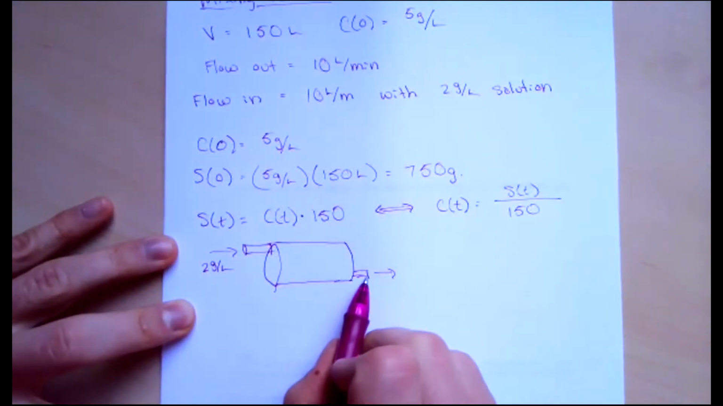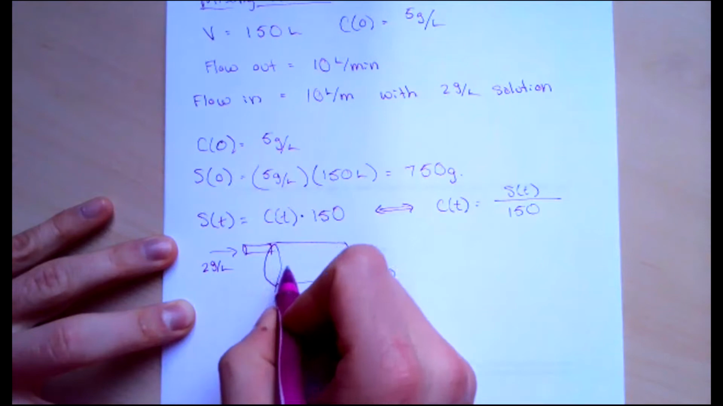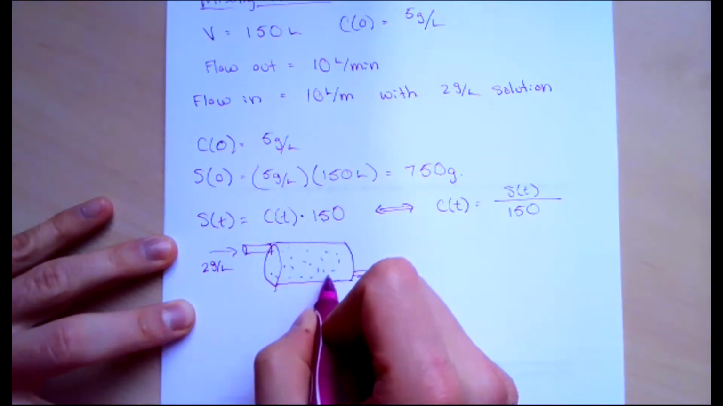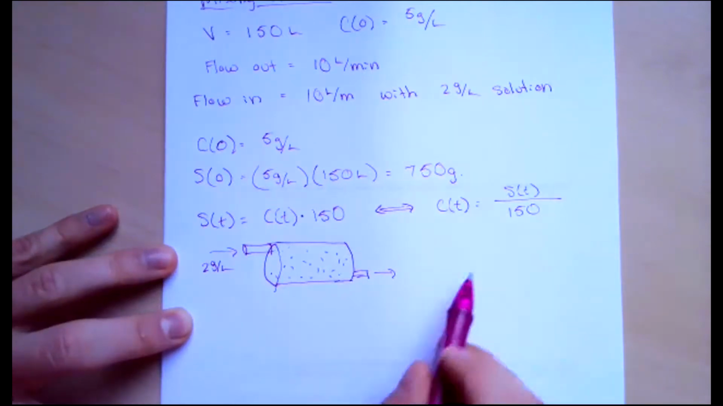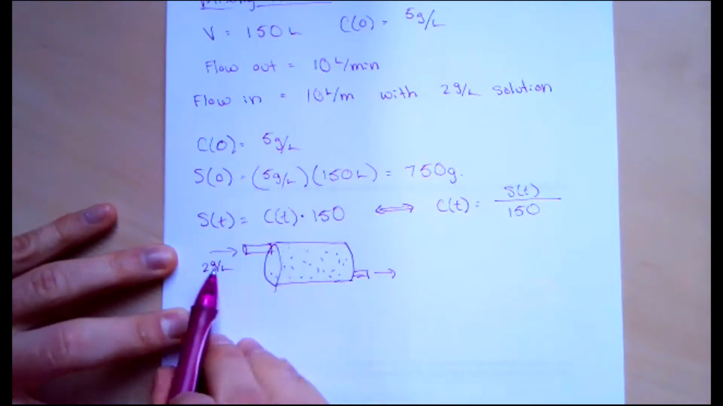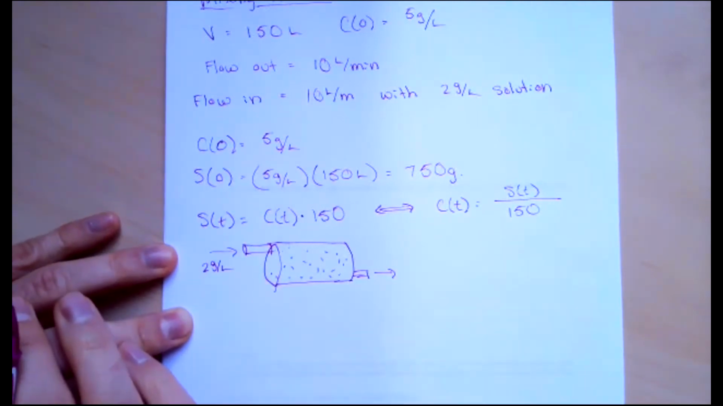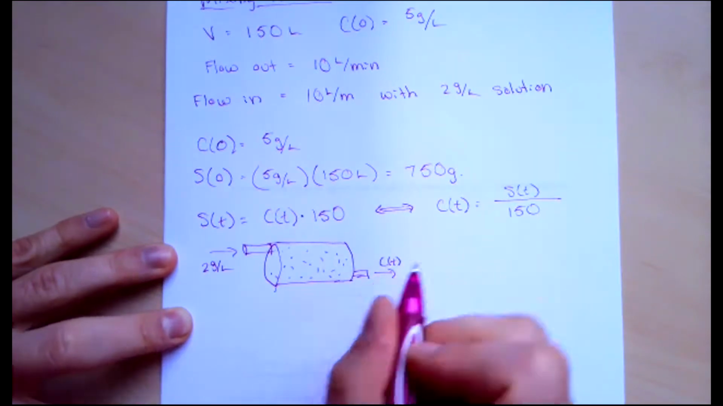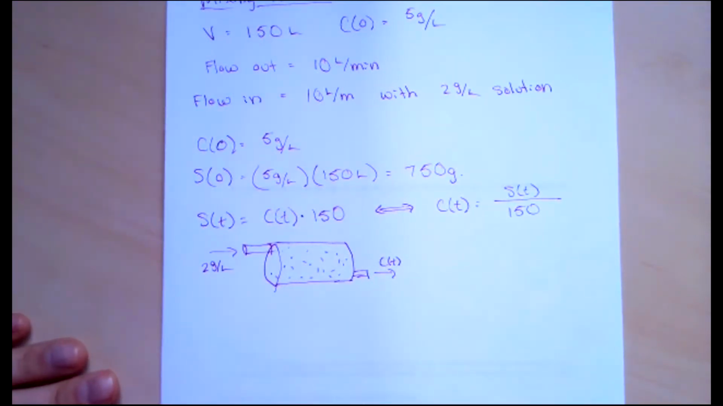The concentration coming out, well, what's going to happen? If I originally start with a 5 gram per liter solution, as that goes out, I'm losing more salt than I'm gaining in because the concentration is weaker. And so we should expect the concentration to be decreasing.